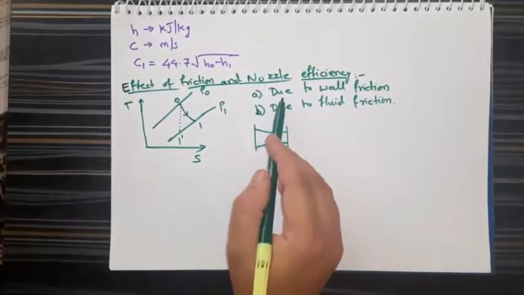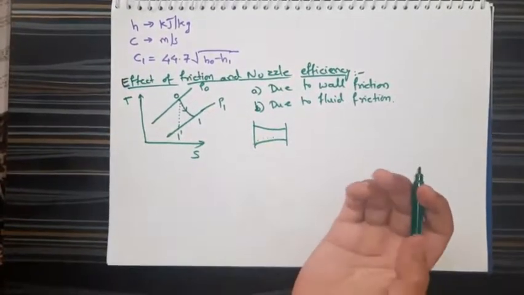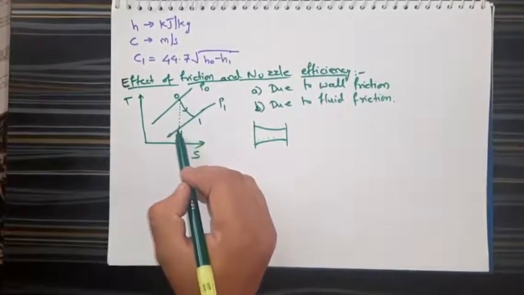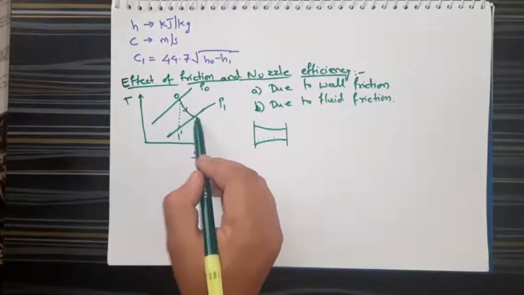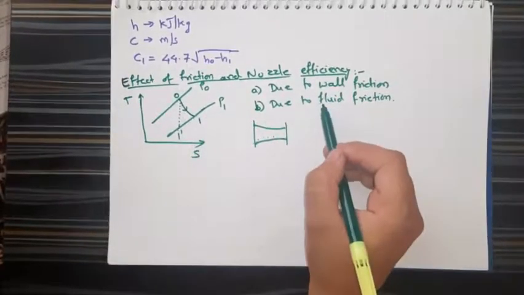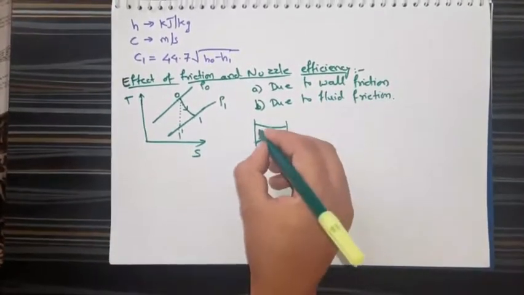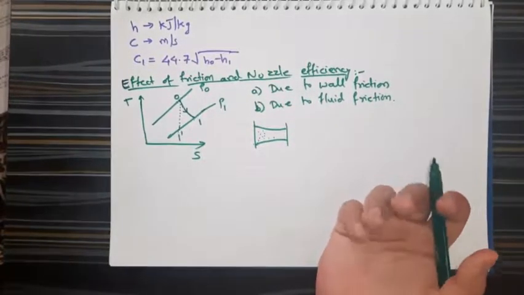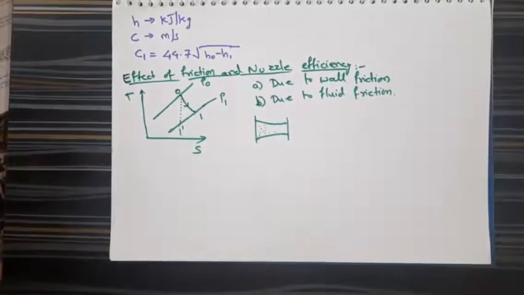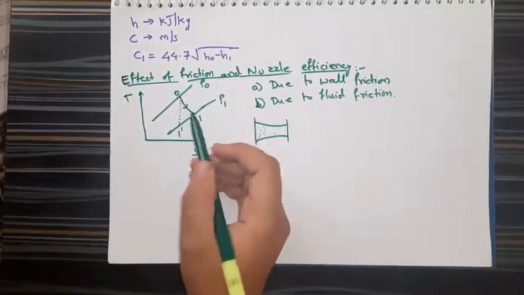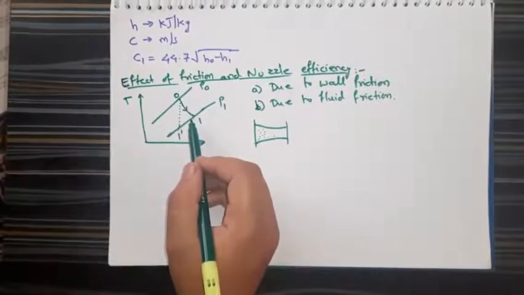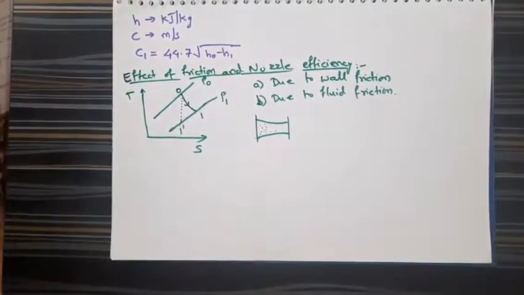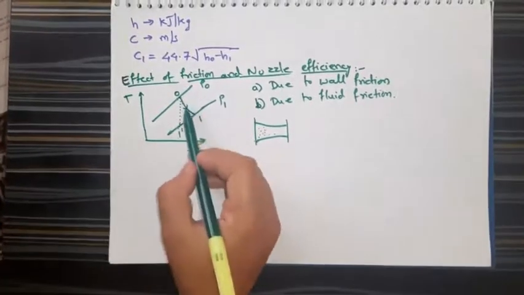So due to that, there will be generation of heat, and hence instead of getting the isentropic process we will get this type of actual process. Also, with fluid friction, the particles of that fluid will collide with each other, and due to that again there will be chances of heat generation, which again creates a loss in the conversion of energy, and we will get this actual process.